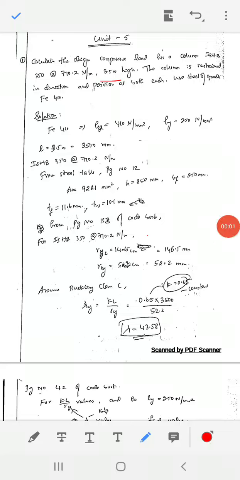Okay, we'll discuss Unit 5. Same as Unit 2, 35 marks will come. Most of the times it is 10 marks theory plus 25 marks problems. So here one design of column is there, and three types of problem.